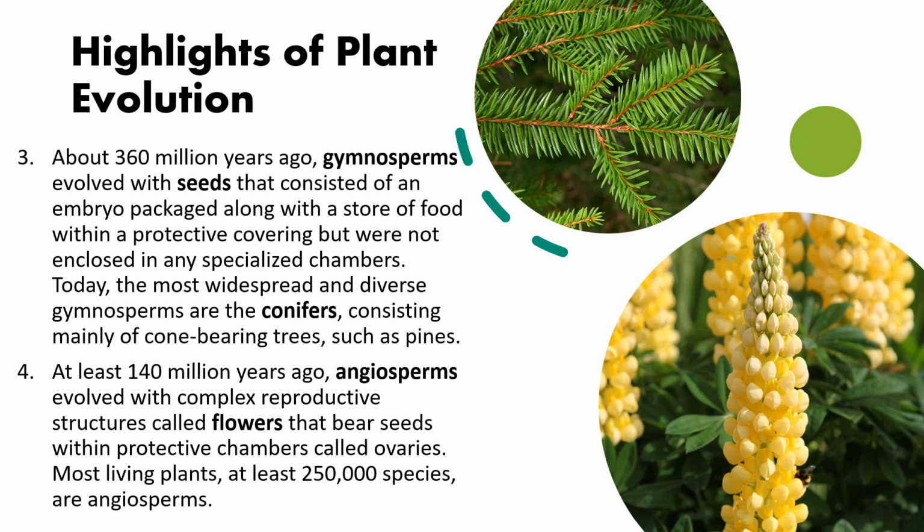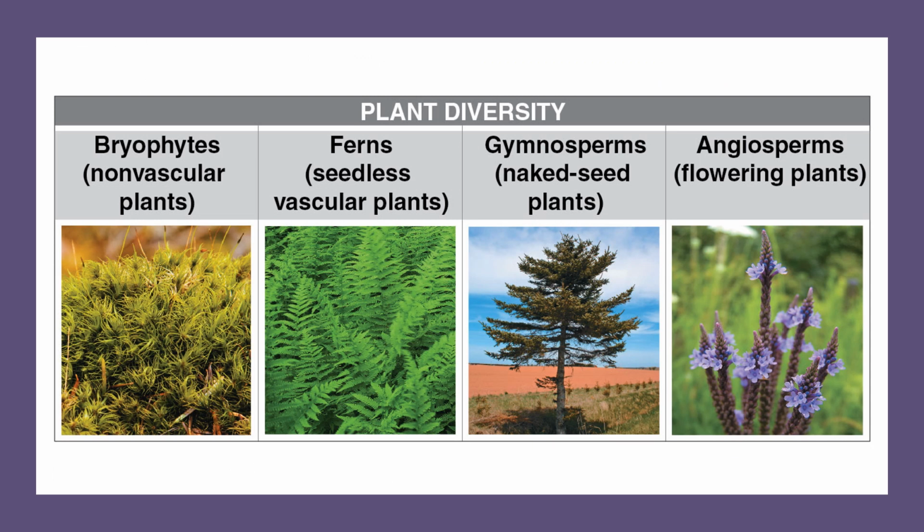Our last major event with plants is going to be 140 million years ago, so these are relatively young compared to some of the plants. And these are going to be the angiosperms. They are going to be the first group with flowers, which are going to be complex reproductive structures. They bear seeds, and they're also going to produce fruit. Okay, and we'll talk about this group. These are the most numerous plants living today, and they number over 250,000 species. So here are the 4 groups that we're going to talk about: the bryophytes, the ferns, the gymnosperms, and the angiosperms.